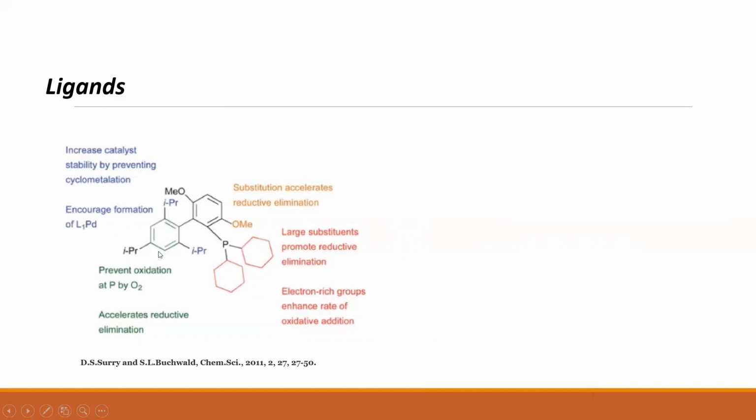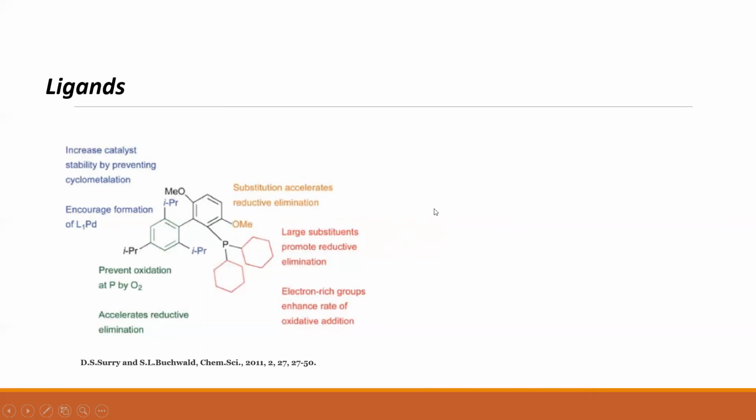The final ring marked green can prevent the oxidation of phosphine by oxygen, and meanwhile accelerate the reductive elimination, which is the final step of this catalytic cycle. So does the methoxy group on the other phenyl ring in orange, which also helps encourage the reductive elimination. Furthermore, the 2 cyclohexyl groups on phosphine in red will promote both the oxidative addition and the reductive elimination throughout the whole process.